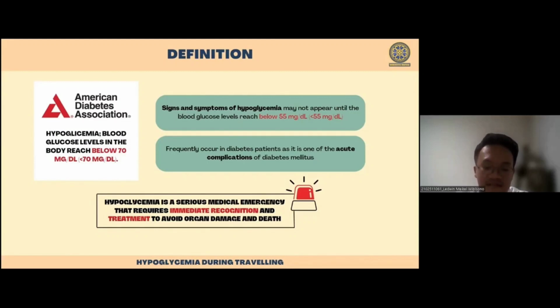Several factors such as change in someone's diet, exercise and activity levels, and environmental factors, especially during traveling, can contribute to hypoglycemia in non-diabetic patients. Therefore, hypoglycemia is a serious medical emergency that requires immediate recognition and treatment to avoid organ damage and death. That's all from me. Thank you.